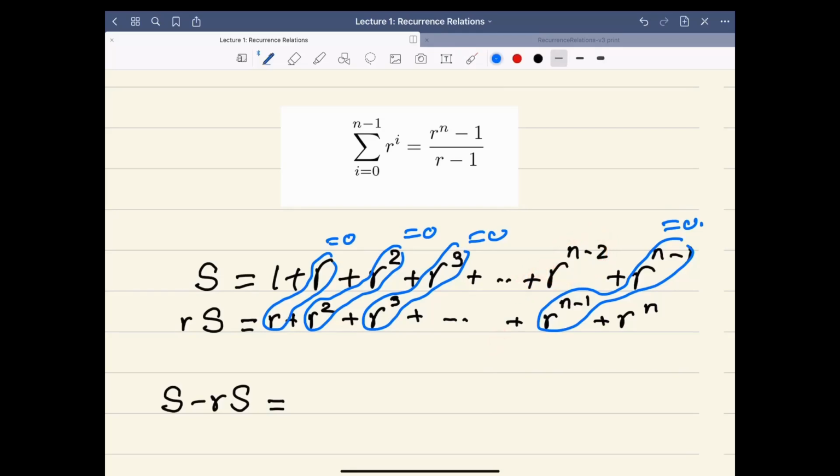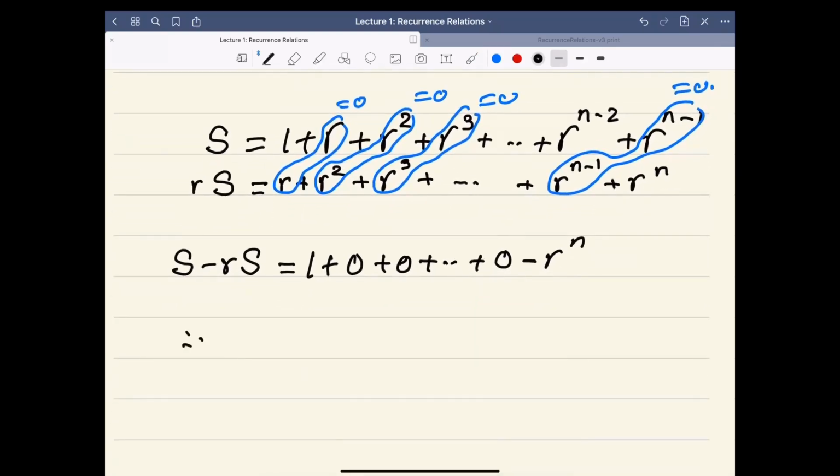So what is the equation that we are going to get? First, we will put 1 as an answer. Then we have 0 for this part, and we have 0 all the way until the last one. And for the last one, if you notice here, there is no corresponding value for r^n on top. So the answer will be minus r^n. So S minus rS is equal to 1 minus r raised to power n.